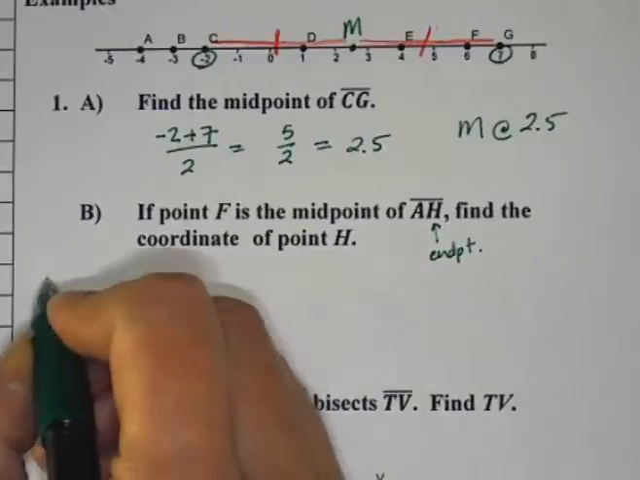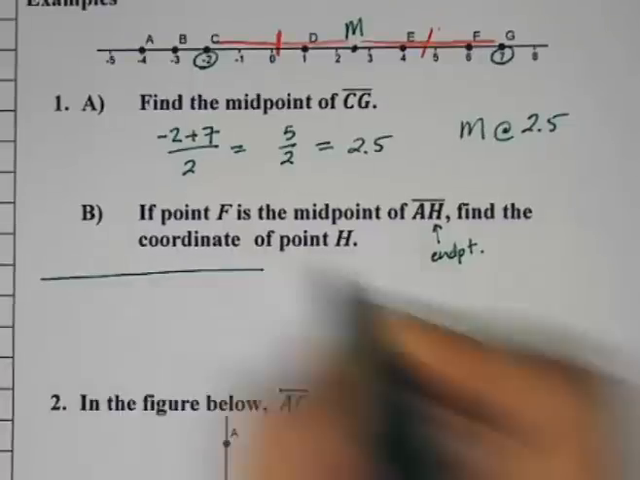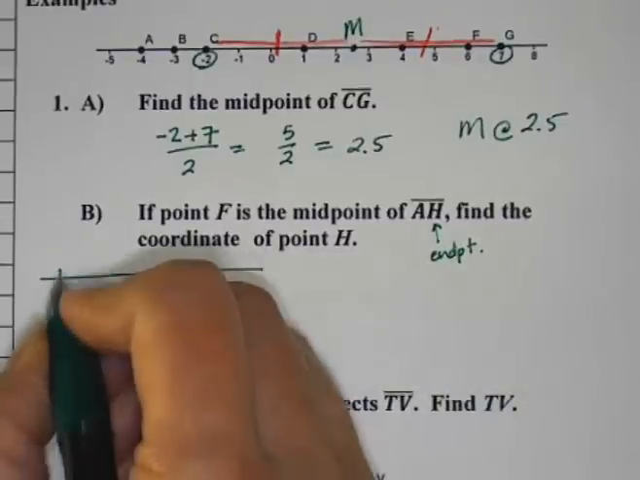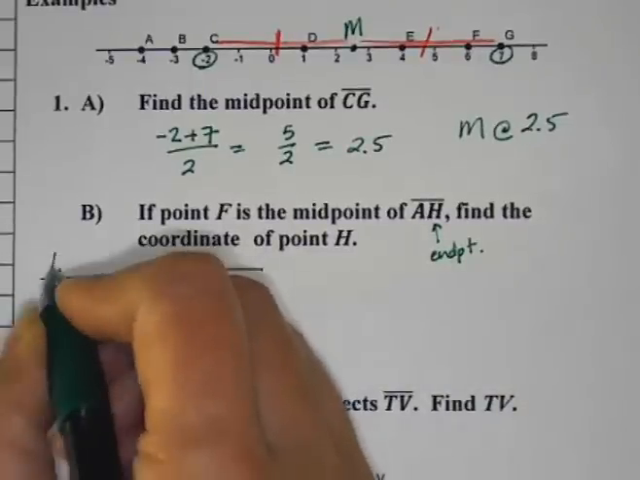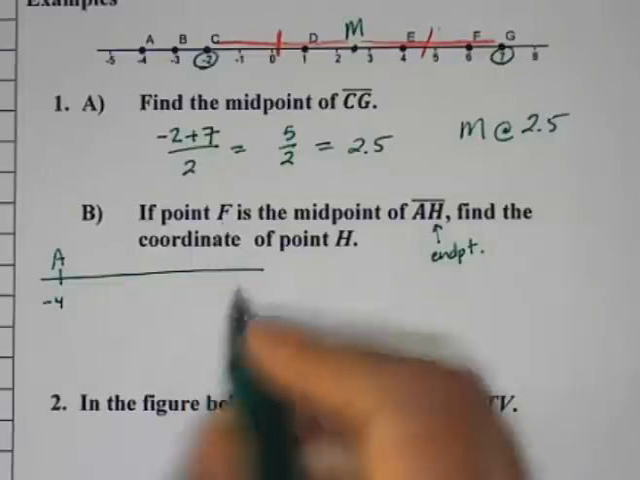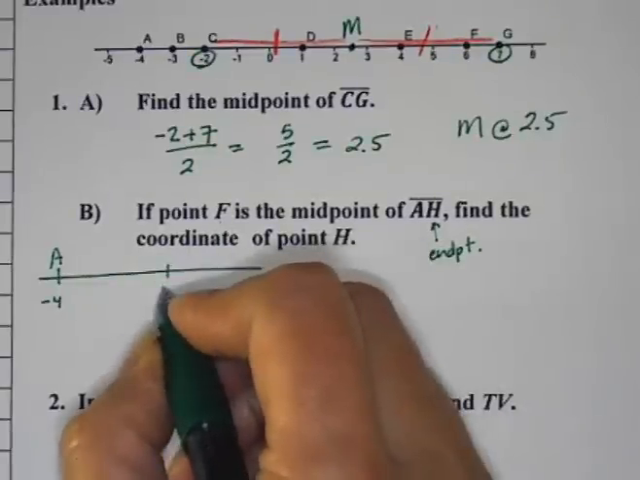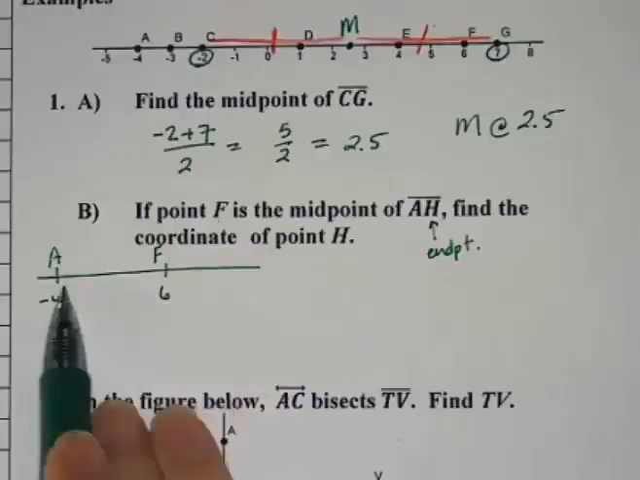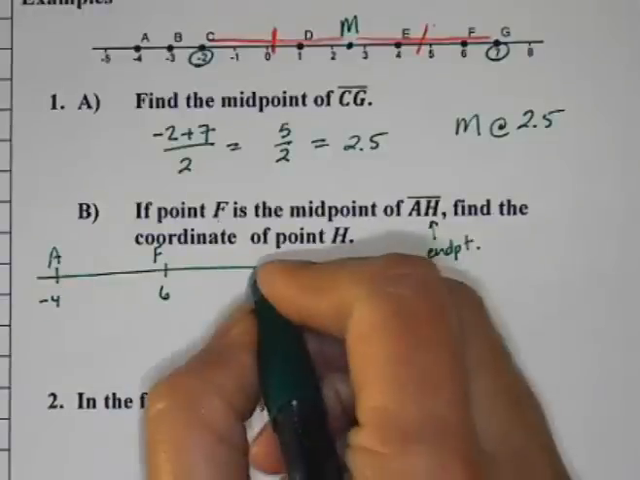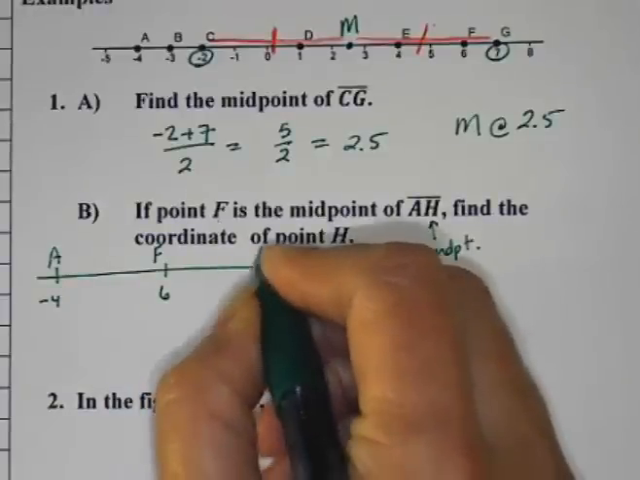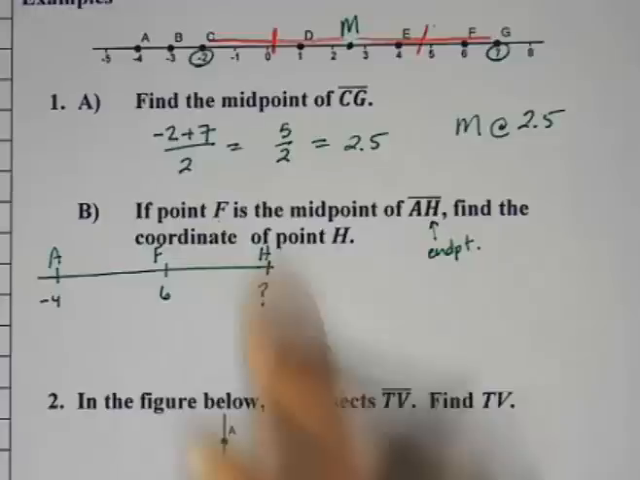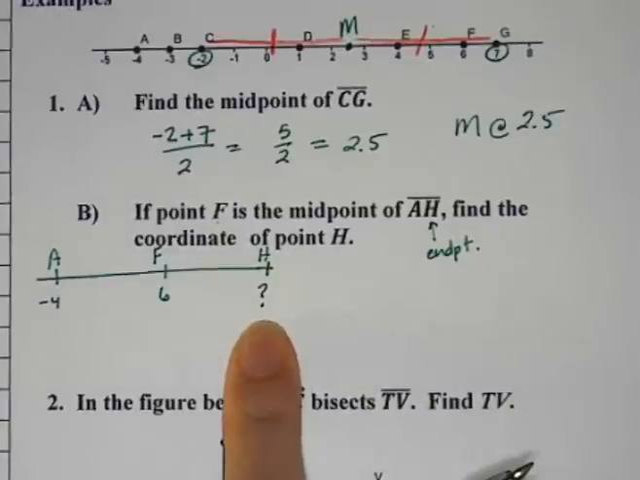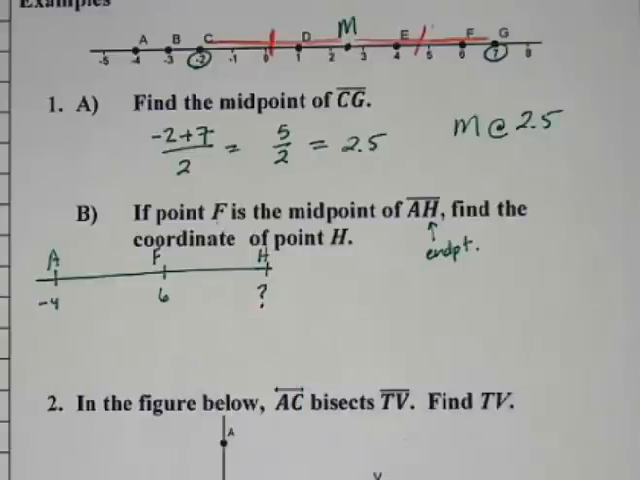Well, let's do ourselves a favor and re-sketch the important parts of this picture above because it's getting a little crowded. So on my number line, point A is located at -4, and point F, another point for our problem, is located at the coordinate of 6, and point H is somewhere so that F is the middle or the midpoint. So H is going to be over here to the right somewhere. I just don't know the number. So our job is to figure out what this value right here is.